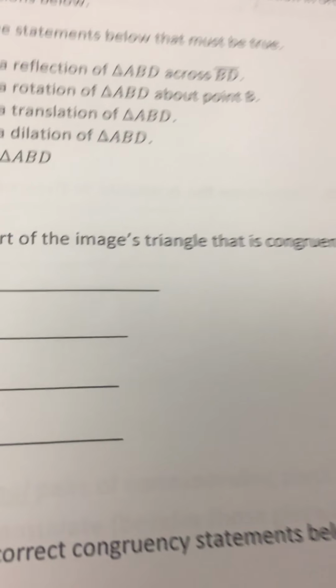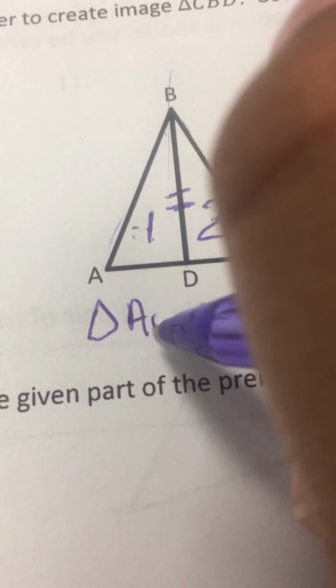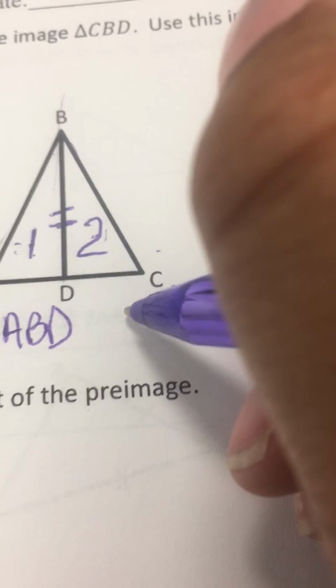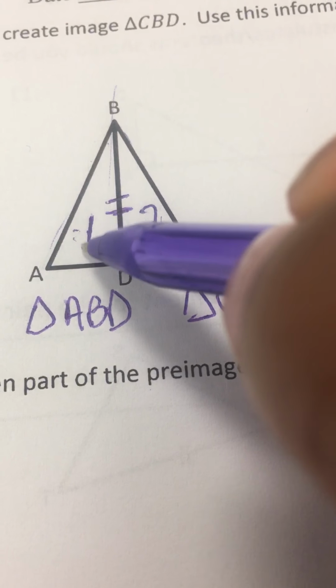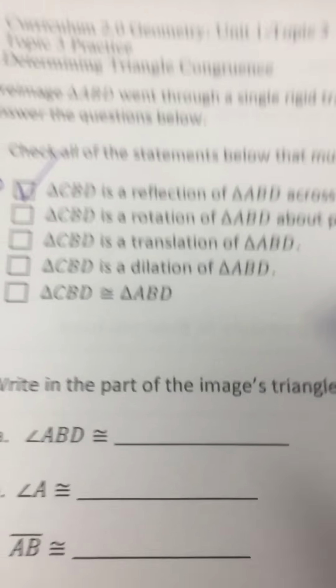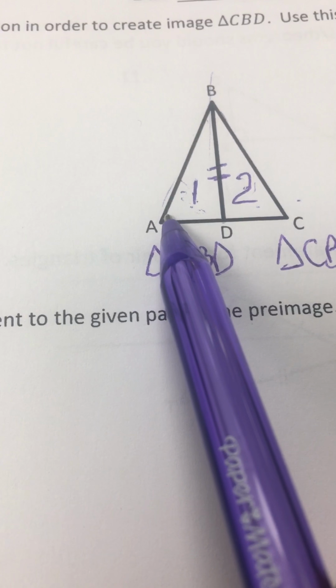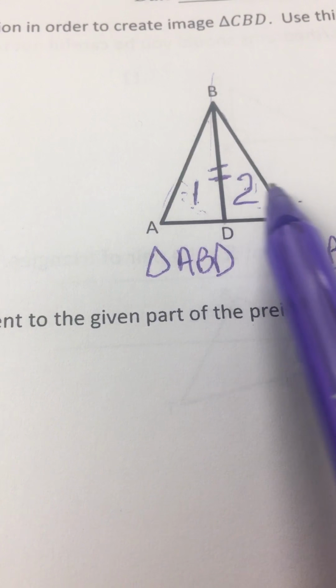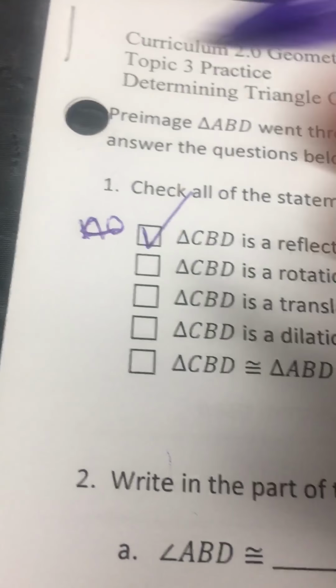So let's get started. So you have 2 triangles. I'm going to call them triangle 1 and triangle 2. Triangle 1 is triangle ABD, and triangle 2 is triangle CBD. And something happened from triangle 1 to triangle 2. So the first thing says, is CBD a reflection of ABD across line BD? And that's correct, because A flipped over to the other side and became C by flipping over this line. So that is a yes.